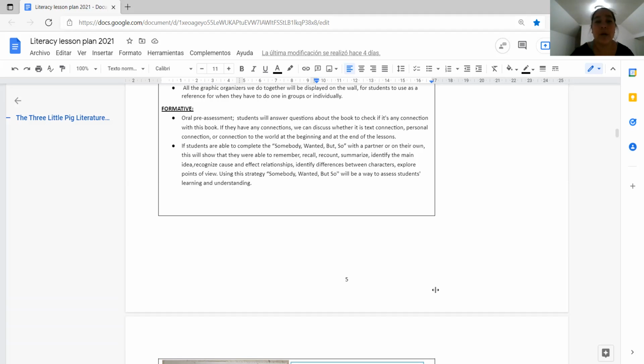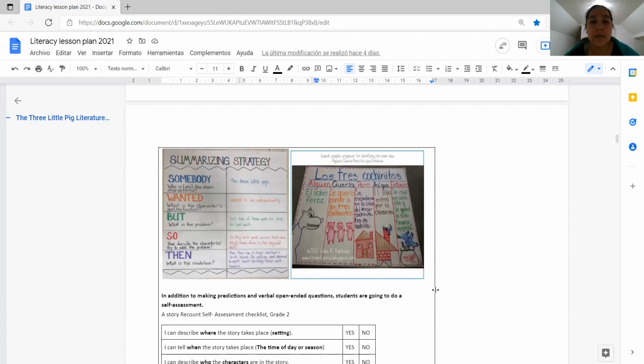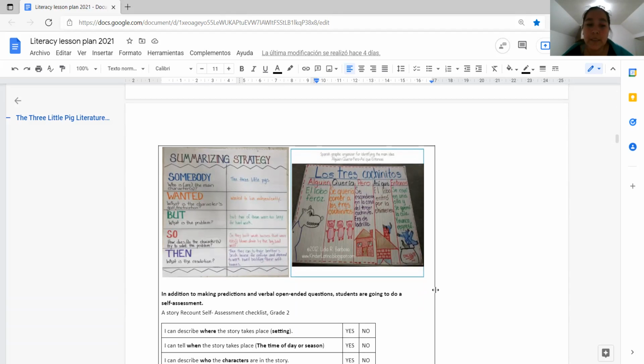throughout the readings. If the students are able to complete the Somebody Wanted But So with a partner or on their own, they will show that they were able to remember, recall, recount, summarize, identify the main ideas, recognize cause and effect and relationships, identify differences between characters, and explore points of view. By using this strategy, Somebody Wanted But So will be a way to assess students' learning and understanding. And these are some of the examples in English and Spanish.